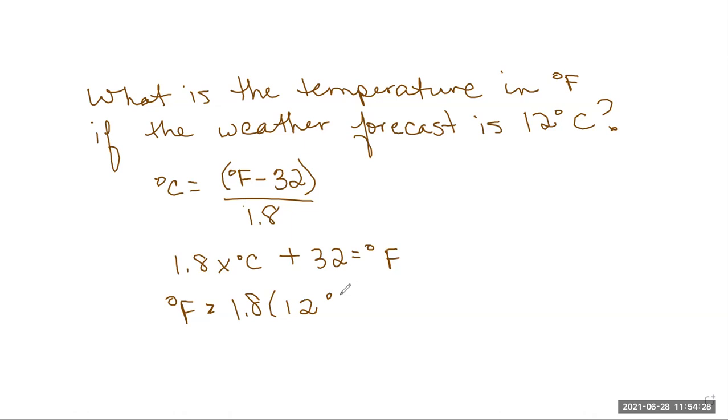Okay, I'm going to erase this. Okay, plus 32. And what we get, 1.8 times 12. Okay, it's 21.6 plus 32. Okay, and that should be two significant figures. I'll just double underline it here. Add my 32, and I'm going to get 53.6 degrees Fahrenheit. Okay, because that goes by least precise.